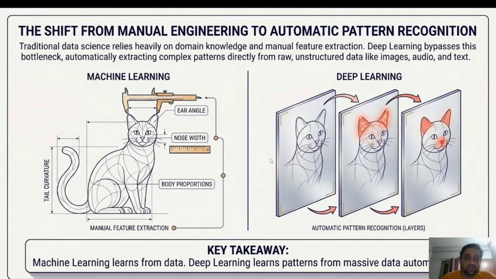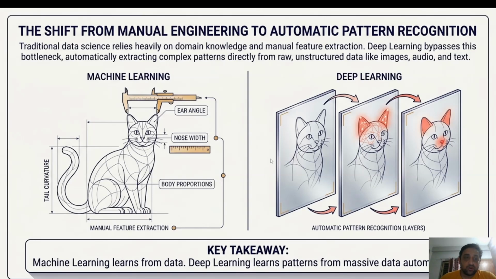The shift from manual engineering to automatic pattern recognition. Before we go deeper, we need to understand a fundamental question. What is the actual difference between traditional machine learning and deep learning? Look at the left side of this slide, traditional machine learning and a cat. If you want a classic ML model to recognize a cat, you, the human expert, have to sit down and manually define what a cat is in mathematical terms.